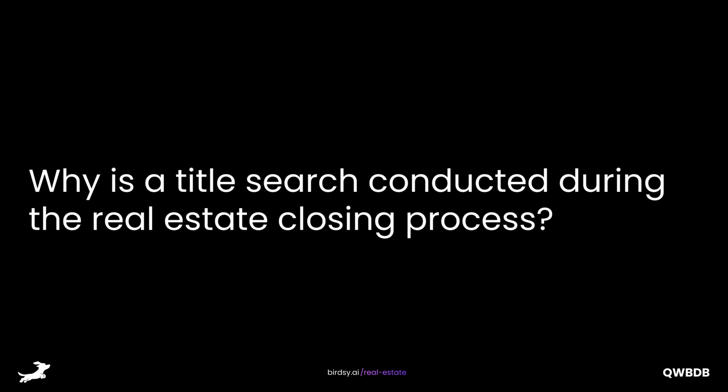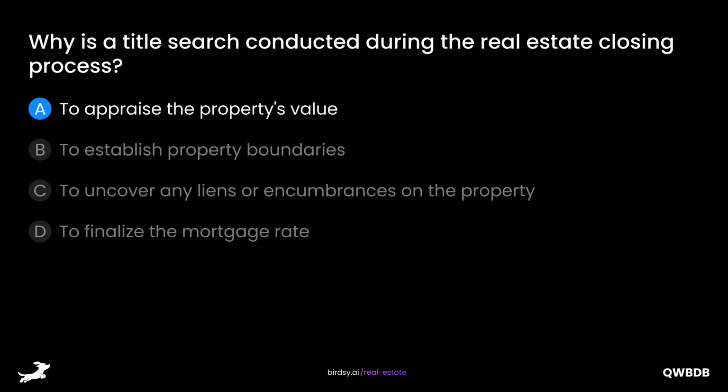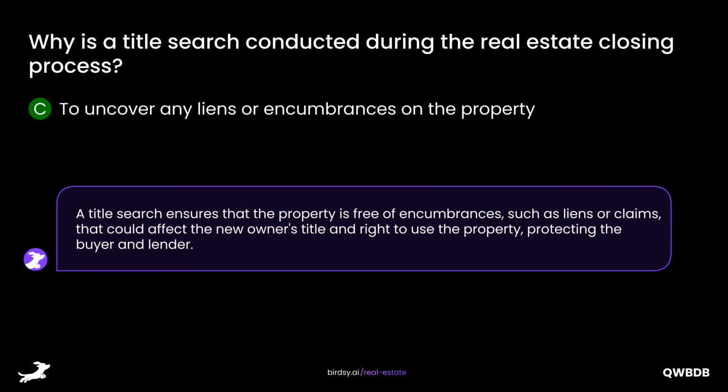Why is a title search conducted during the real estate closing process? Is it A, to appraise the property's value, B, to establish property boundaries, C, to uncover any liens or encumbrances on the property, or D, to finalize the mortgage rate? The answer is C, to uncover any liens or encumbrances on the property. A title search ensures that the property is free of encumbrances, such as liens or claims that could affect the new owner's title and right to use the property, protecting the buyer and lender.